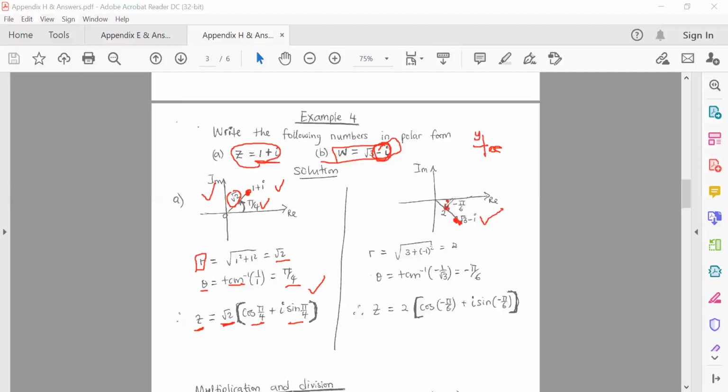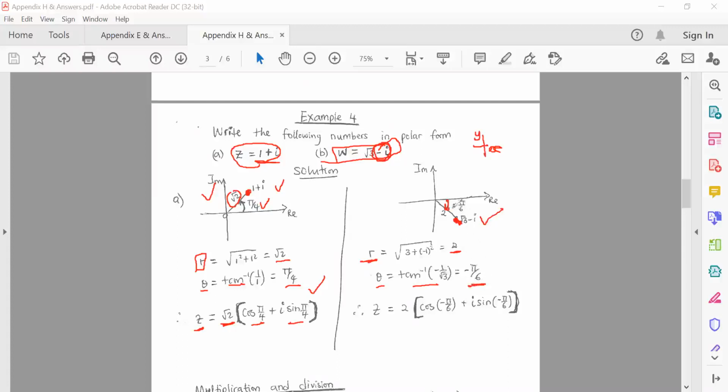I'm going to show you again. I'm going to demonstrate why we have these values. So for r, r is just the square root of real part squared plus imaginary part squared. Remember, the imaginary part is negative, so you see minus 1 squared. It just gives you 2, and theta will be tan inverse of minus 1 over root 3. So the imaginary part, which is minus 1, over the real part, which is root 3. And if you do that, you get something like this, minus pi over 6.